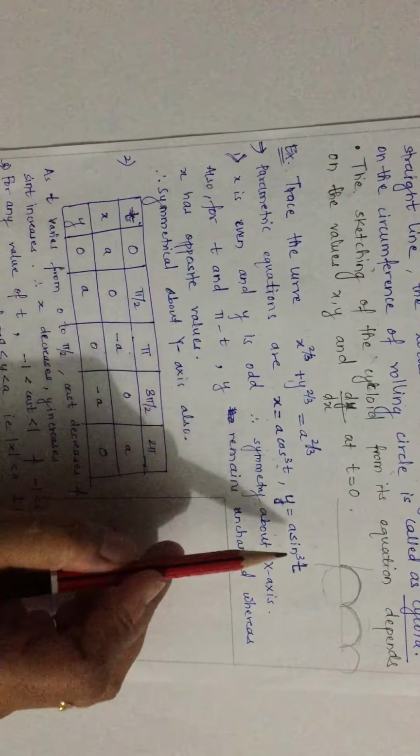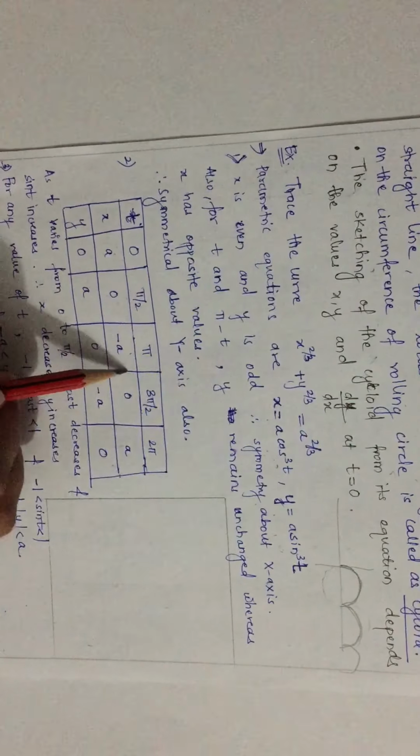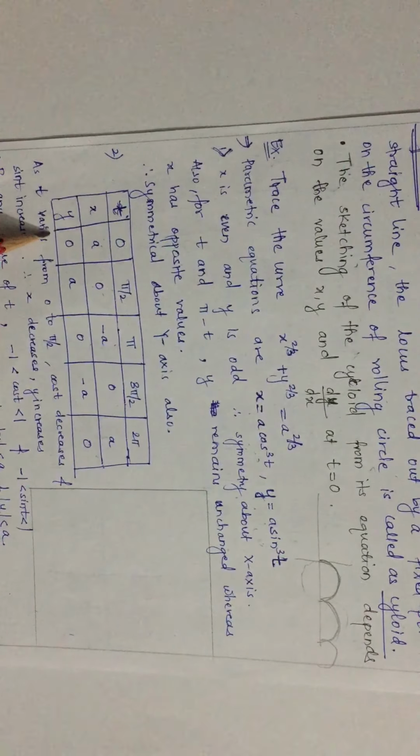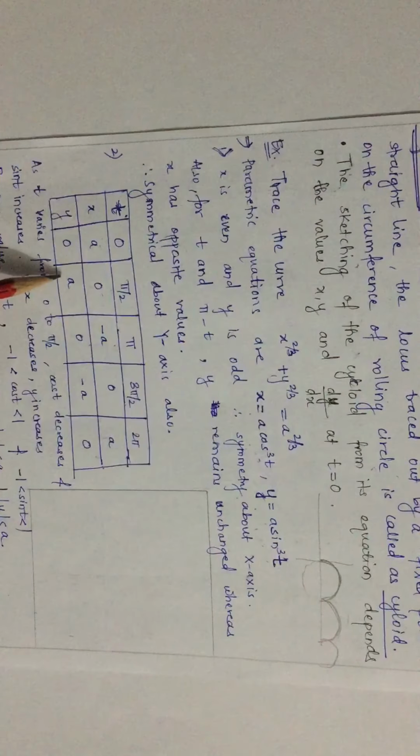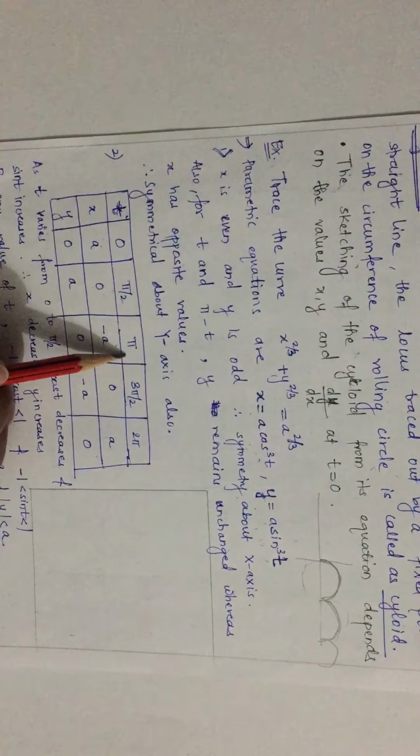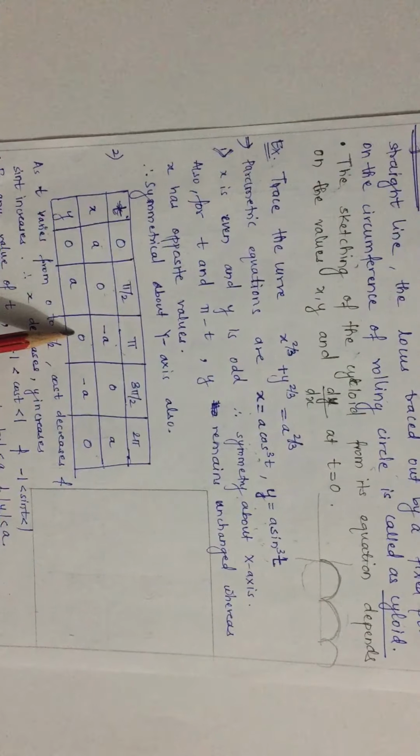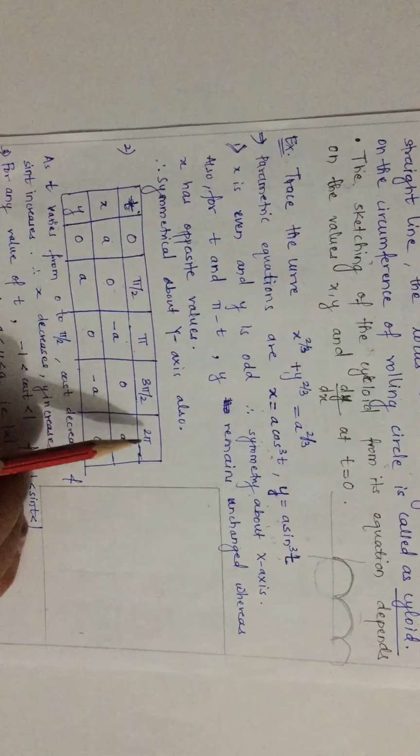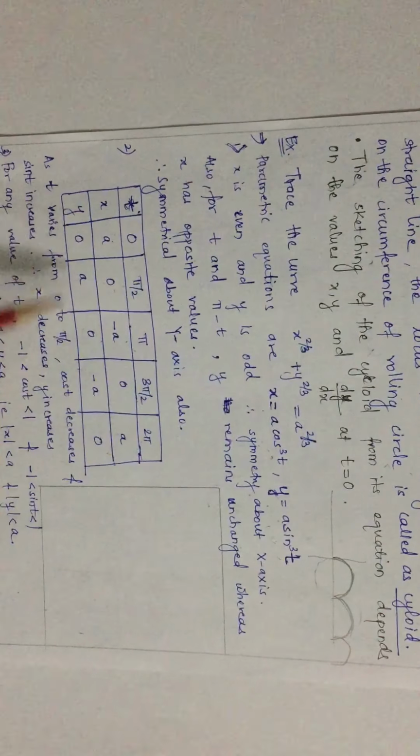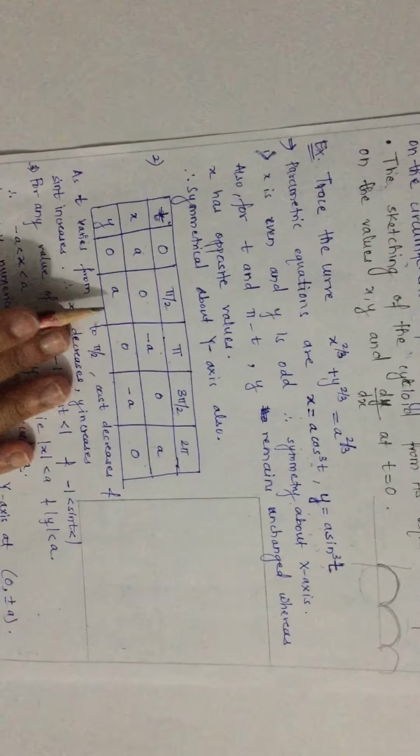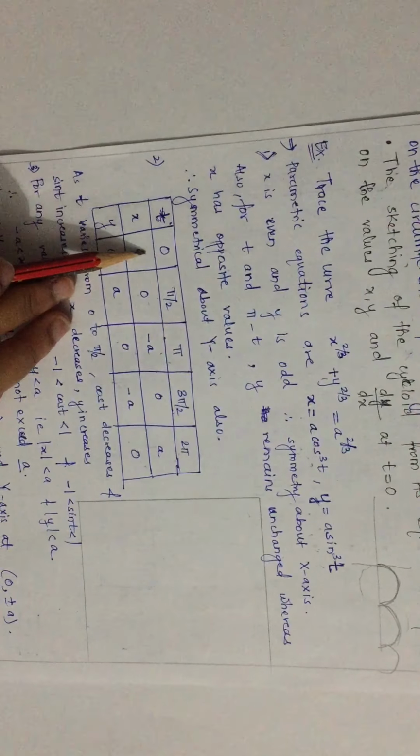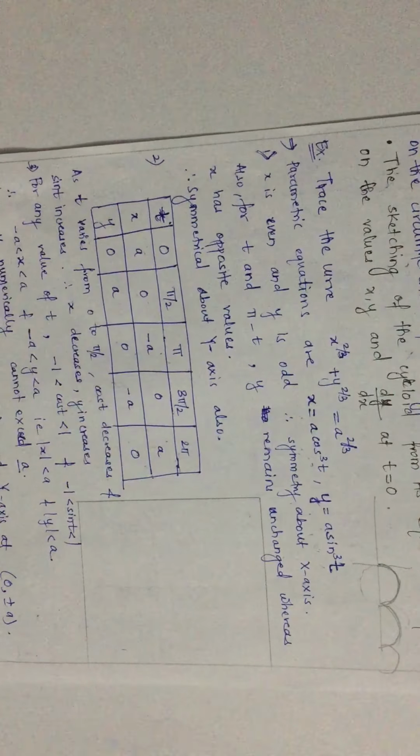Similarly, when you substitute t equal to 0, pi by 2, pi in y, sin 0 is 0, so y is 0. Then sin pi by 2 is 1, so y is equal to a. Sin pi is again 0, so y is equal to 0. Sin 3 pi by 2 is minus 1, so y is equal to minus a. And for 2 pi, y is equal to 0. So this table tells me the variation of x and y within the period 0 to 2 pi.